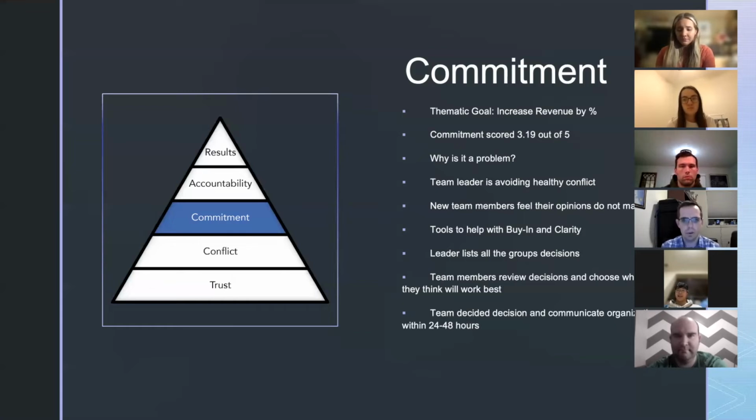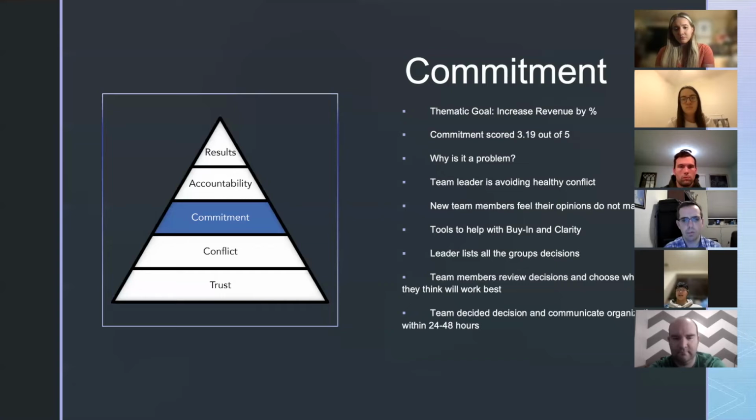After the decision has been made, the leader needs to ensure that there's clarity for the team and communicate the decision with the rest of the organization within 24 to 48 hours. This is so that the members can understand their goals and their part to help achieve the thematic goal, which is to increase revenue by a certain percentage. If everyone's ideas are not heard, this will lead to more conflict.